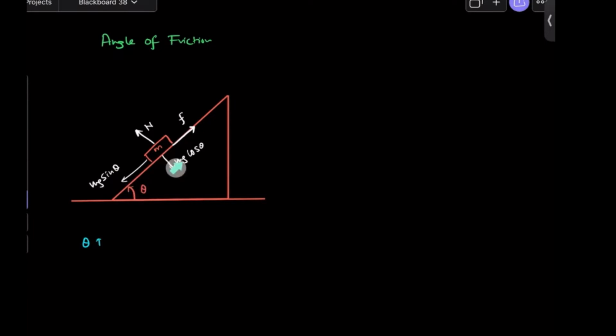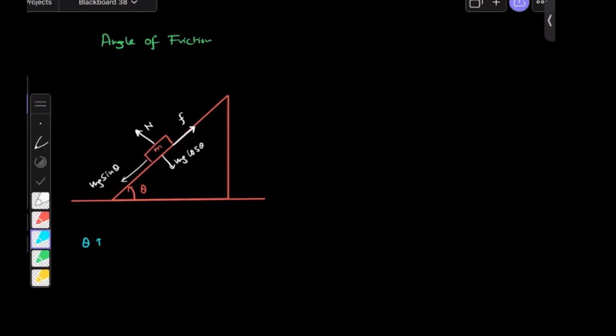It is going to have mg cos theta as the normal contact force. Since this block will have a tendency to slip down, the friction force acting on it will be acting upward. Now if I keep on increasing that angle, we'll find a certain angle at which we are going to see the slipping start. So at the verge of slipping, the friction force will be maximum.